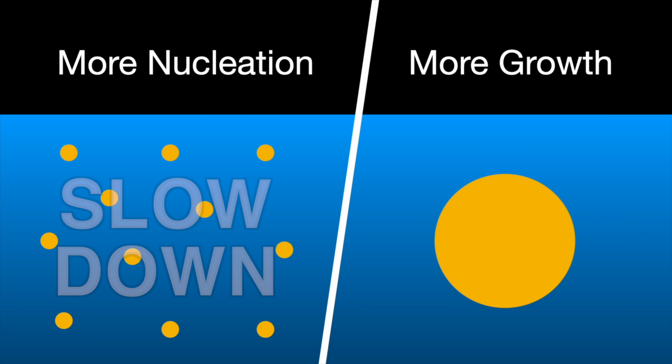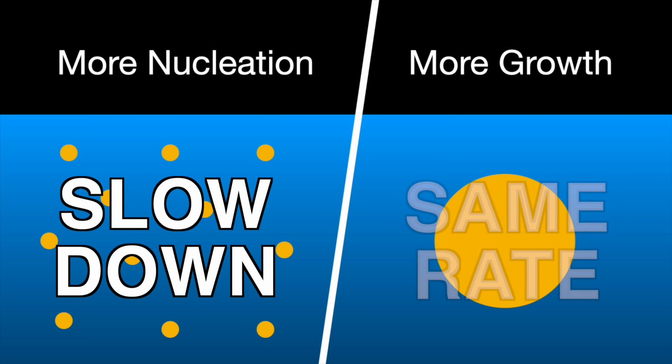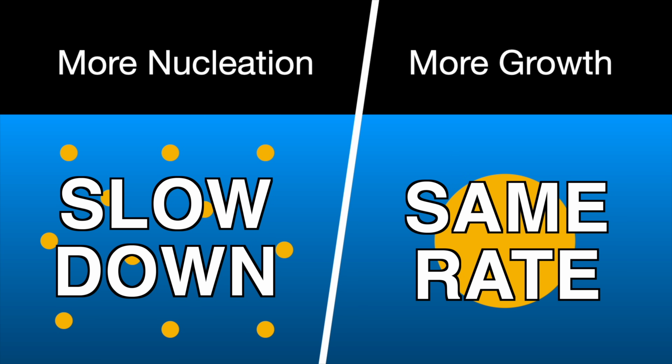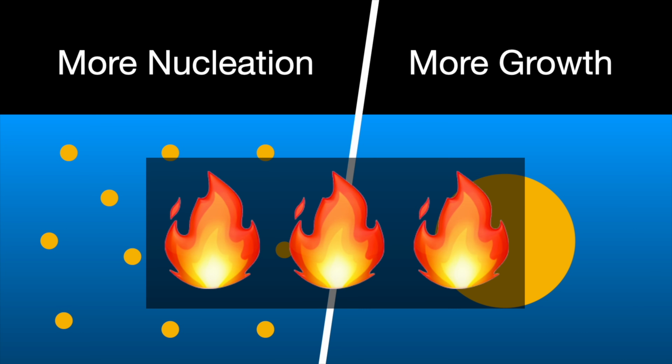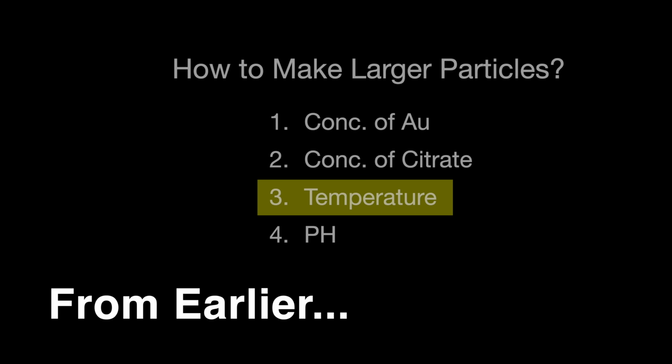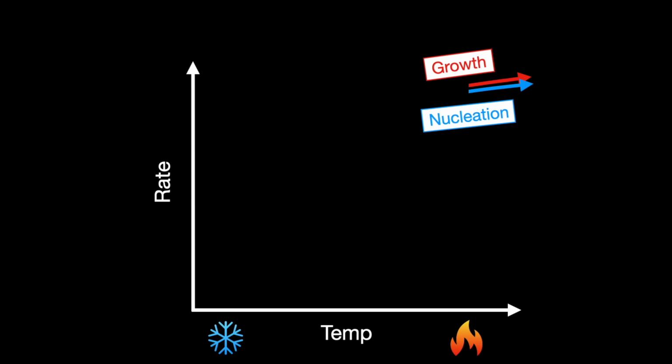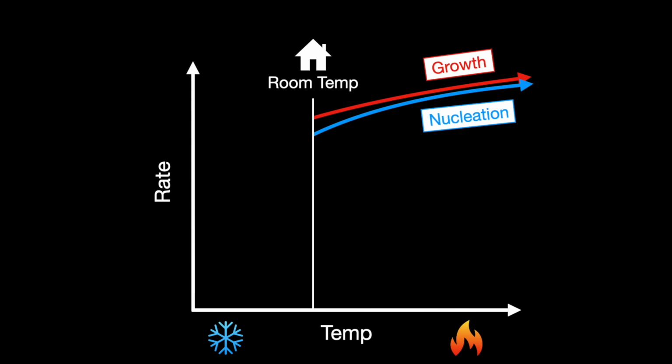So how then do we slow the rate of nucleation without also slowing the rate of growth? Well, it turns out that temperature is the answer. But wait, you say, didn't you already try that? Well, yes, but not in the correct way. You see, the rate of any chemical reaction is dependent on temperature. So decreasing the temperature should decrease both nucleation and growth, which doesn't really change our particle size.